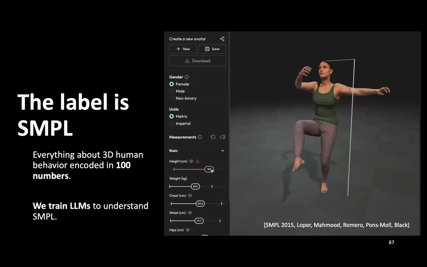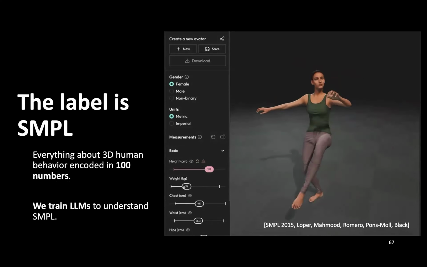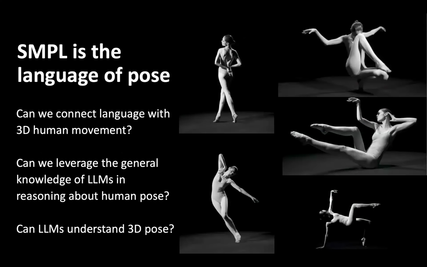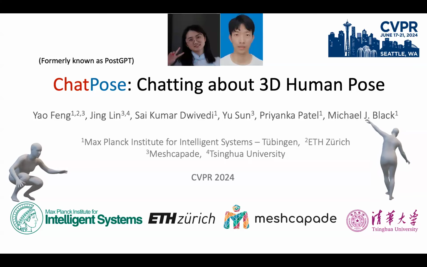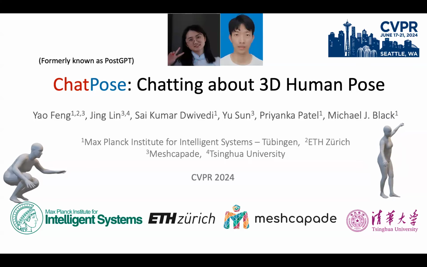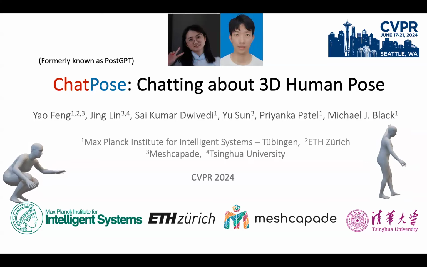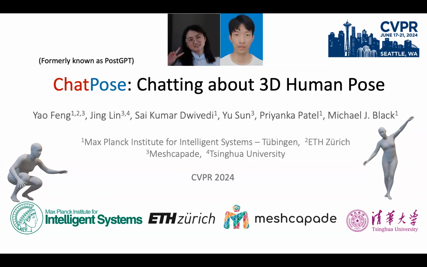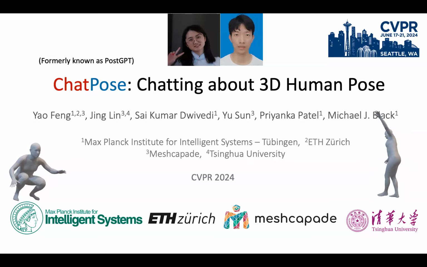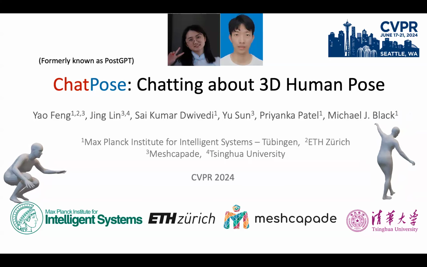Can they reason about us and our behavior from simple parameters? So that is the theme of this paper, Chat Pose, formerly known as Pose GPT. The name had to change because the reviewers made us do it. So it's a little confusing, but it's okay. There was another paper called Pose GPT. And so now it's called Chat Pose.